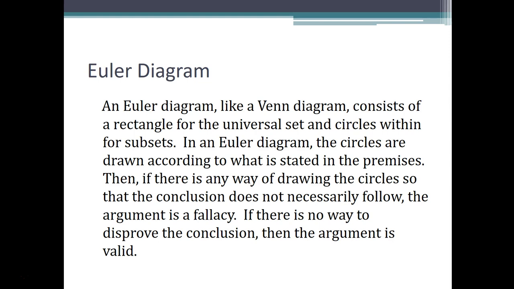If you're going to draw it and beyond a shadow of a doubt it supports the conclusion, then you have a valid argument. But if there's any way to draw it so that that conclusion's in question, then you've got a fallacy. So it's not as cut and dry as doing a truth table and looking at your final column. But I think with enough practice, you guys will get a hang of it. Okay, so speaking of practice, let's do a few.